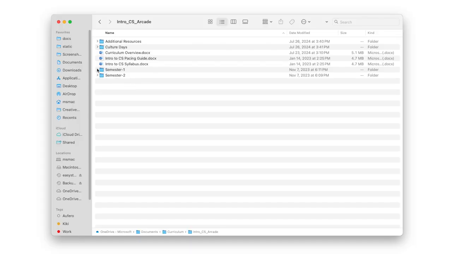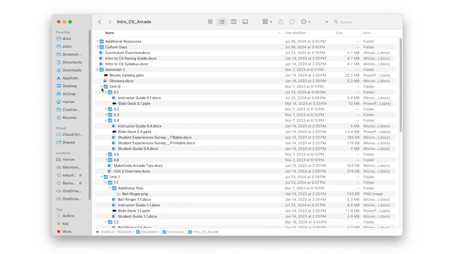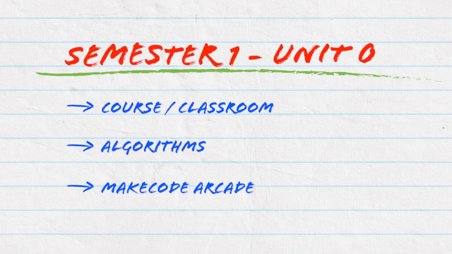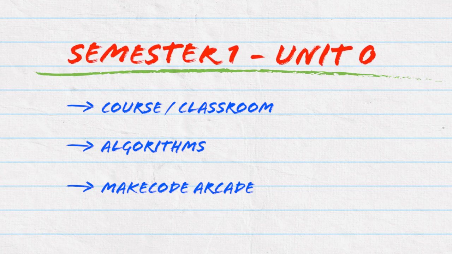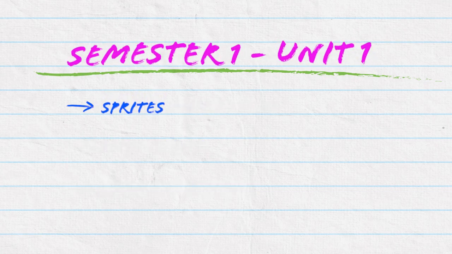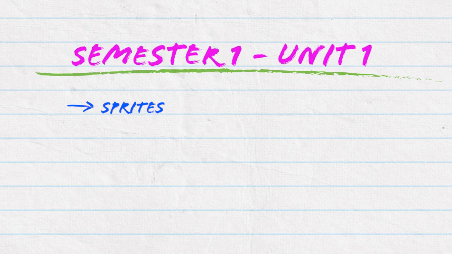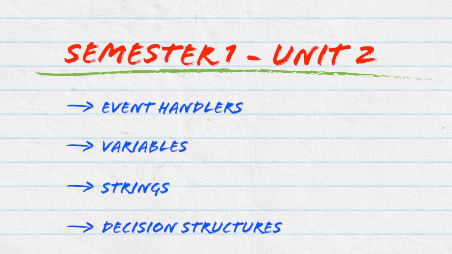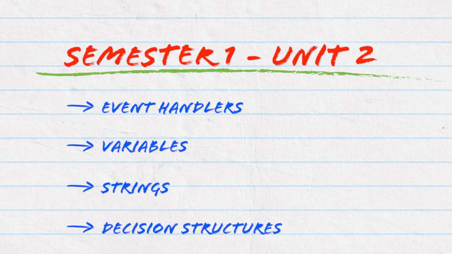This curriculum is divided into two distinct terms. First semester is block-based learning. Students learn about the course, classroom environment, algorithms, and MakeCode Arcade environment. Students learn the basics of the core entity in MakeCode Arcade, the sprites. Students learn about event handlers available in MakeCode Arcade.